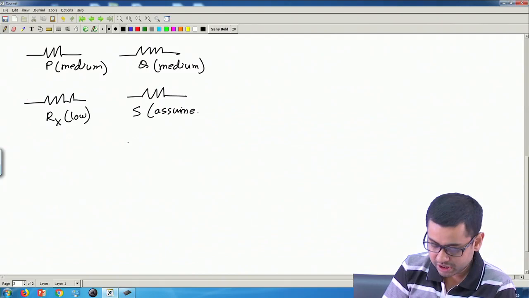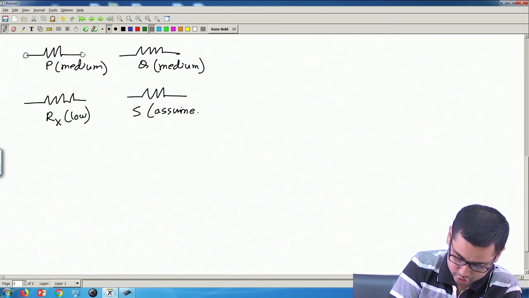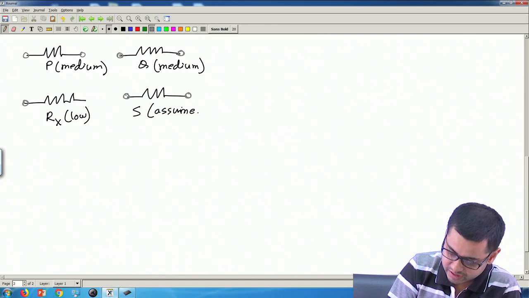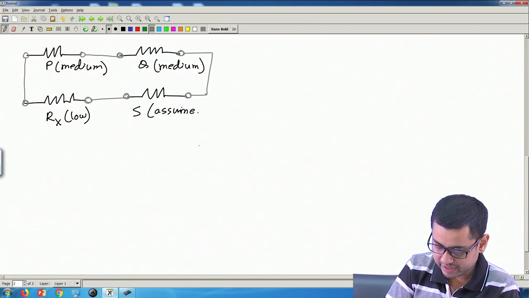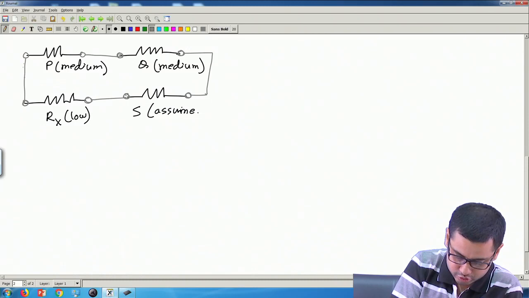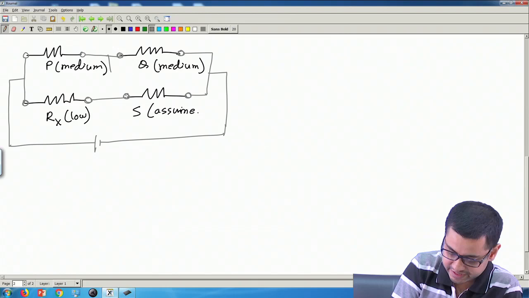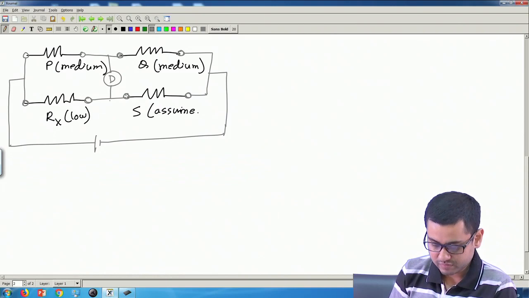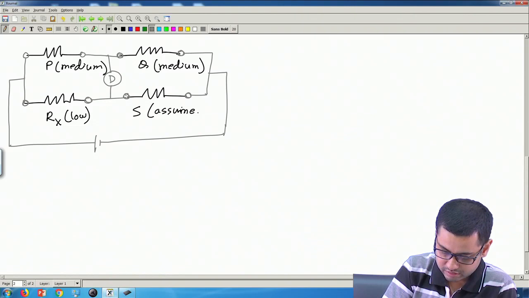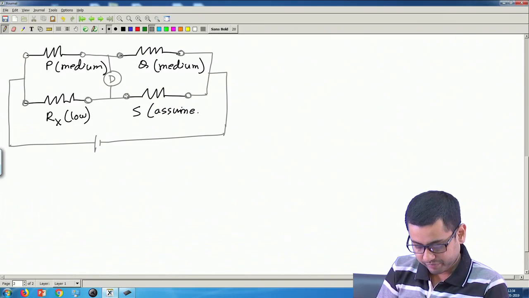Now we have to form the bridge by connecting these four resistances with wires to their terminals. So let these be the terminals, and we connect these four resistances with wires like this in the form of a square, and then we put the power supply across two opposite terminals, maybe these two, and we put the galvanometer or the detector between the other two terminals, which is here. Okay, so let me just connect this. Okay, fine, so I can connect it like this. Okay, now this is a low resistance, and this we assume to be low.